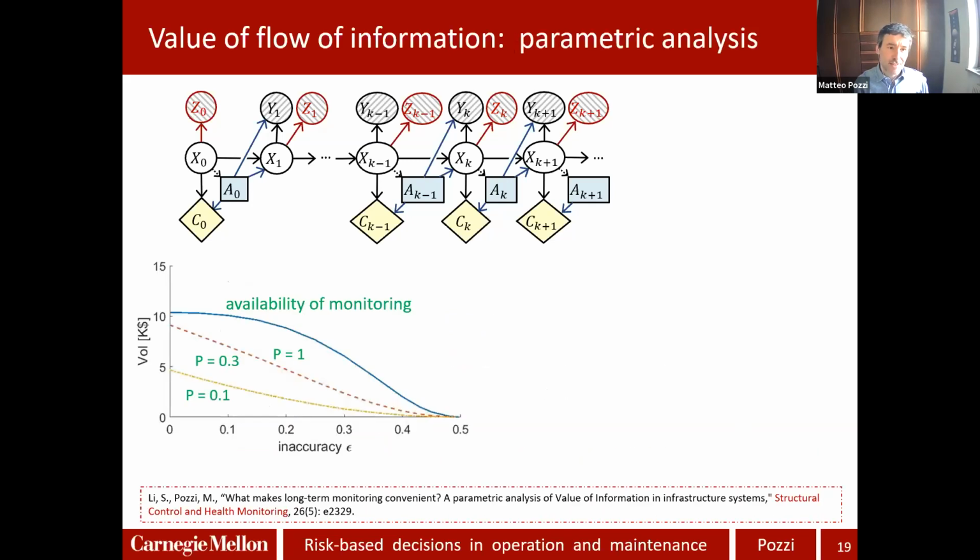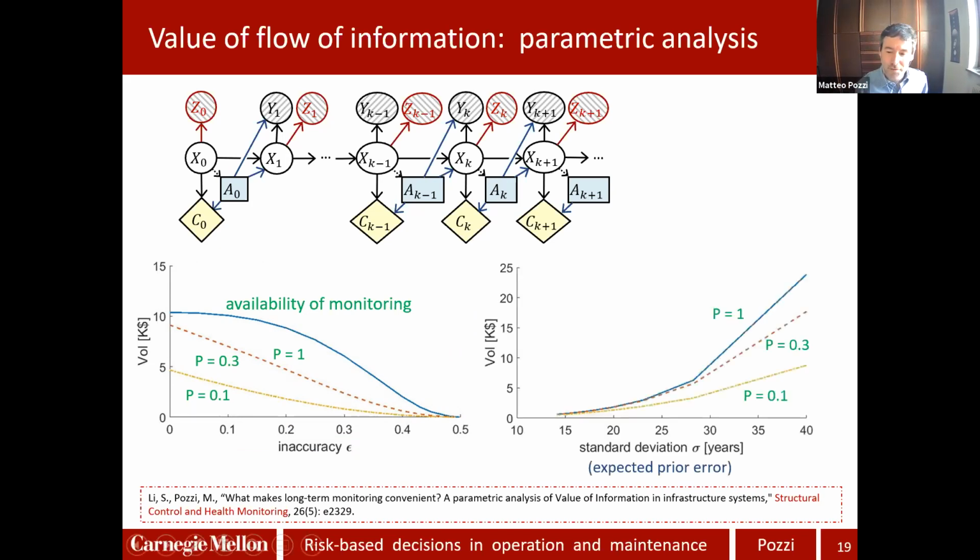Yeah, so this is just an application from another pretty recent paper, and this shows, for a very simple structural system, how the value of information goes down with the inaccuracy, with the error, kind of intuitively: the more noisy or inaccurate your measures are, the less the value of information is.